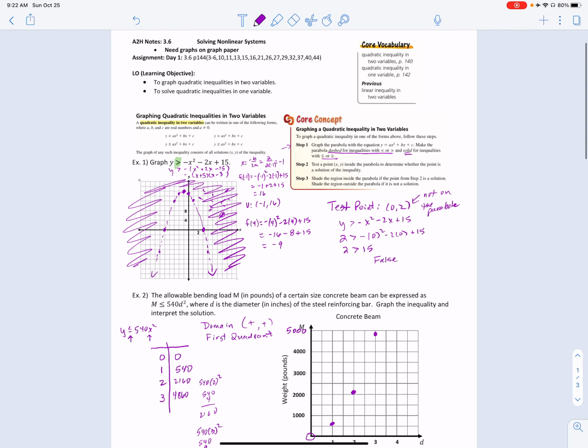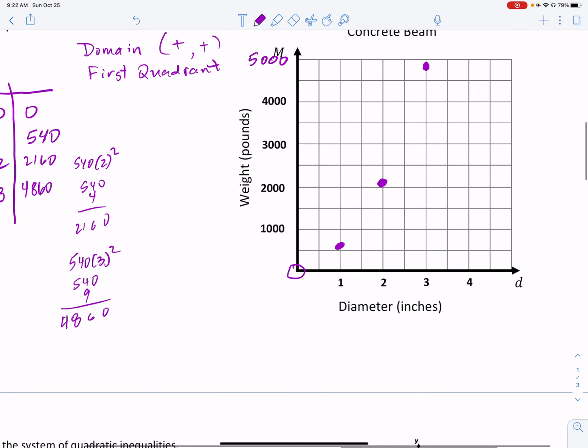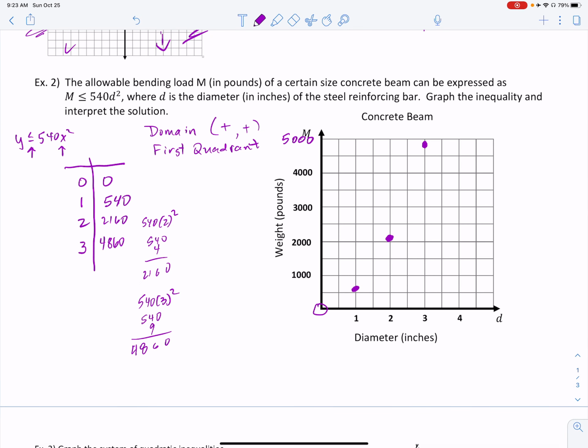Do I dot or do I make it solid? When you have less than or equal to or greater than or equal to, you make the line solid. So I'm going to do that. It's a parabola opening up, vertex at the origin, and it just keeps on going.